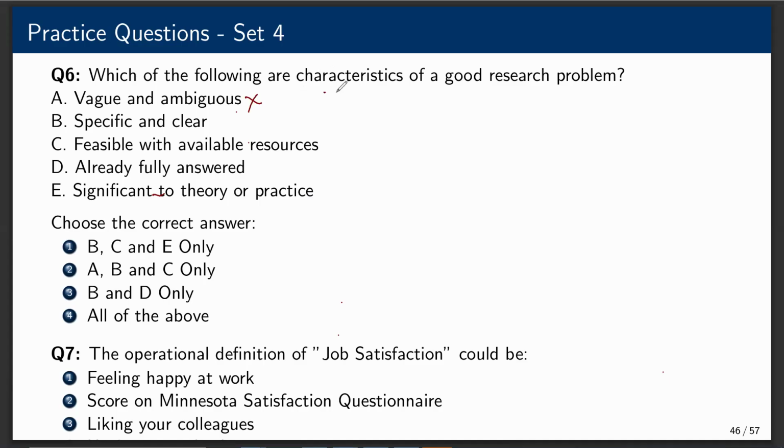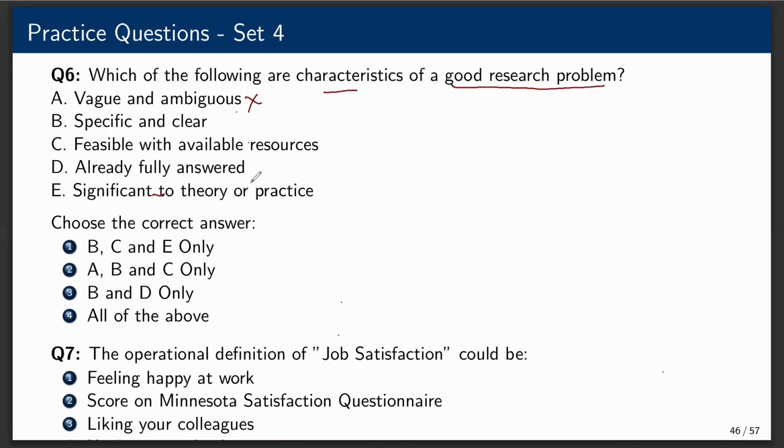Because it's saying characteristics of a good research problem: specific and clear, feasible with available resources, already fully answered? No. Significant to theory and practice. I think the answer is B, C, E only.